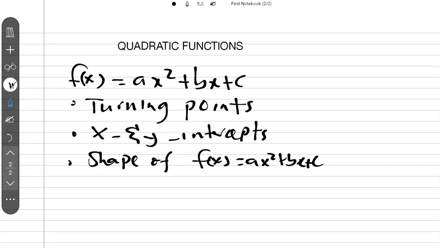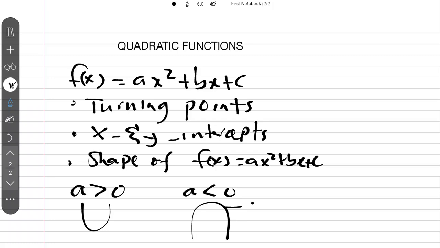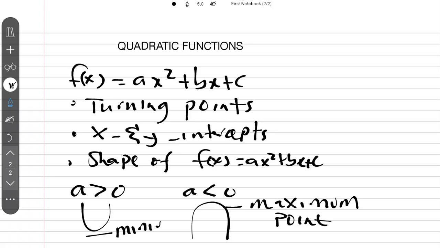Okay, so let me start with the shape of the quadratic function. When this value a is greater than 0, you have a parabola that opens upward. That is the shape of that quadratic function. And whenever a is less than 0, you are going to have a graph that opens downward, and here you're going to have the maximum point, and here you're going to have a minimum point.